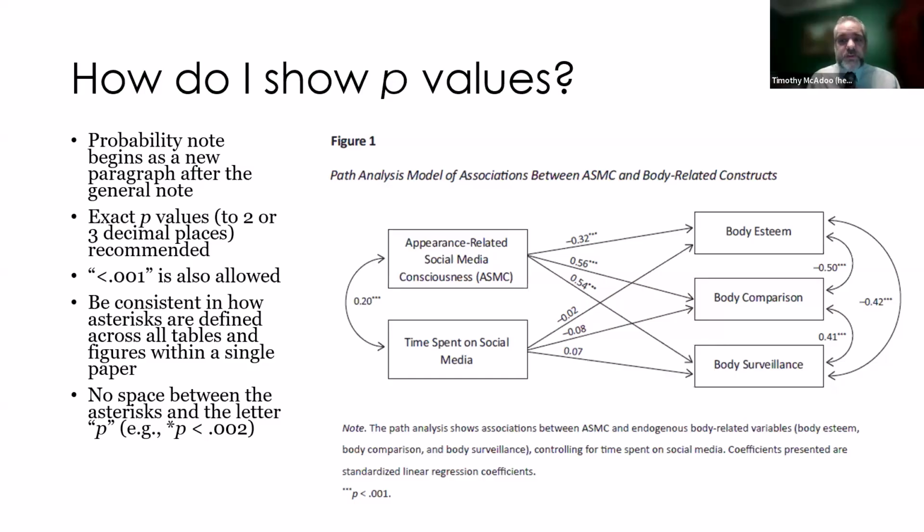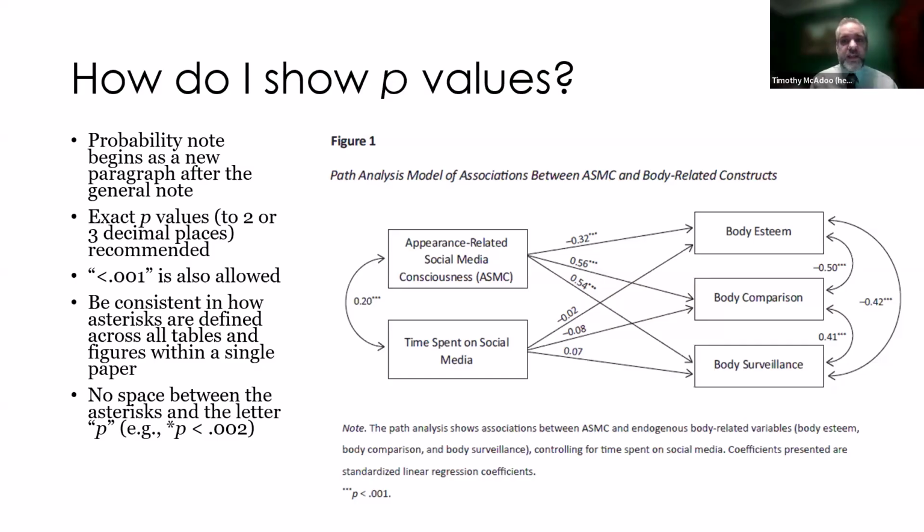APA style recommends providing exact p-values to 2 or 3 decimal places. For example, you might write that p equals 0.03. However, if the value is less than 0.001, you can just write p is less than 0.001, as you, again, can see in this example.